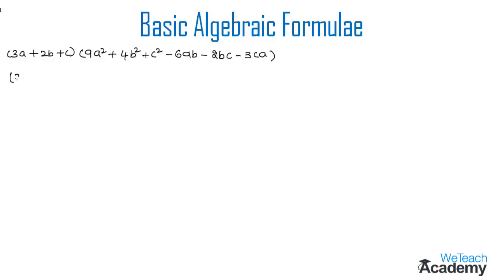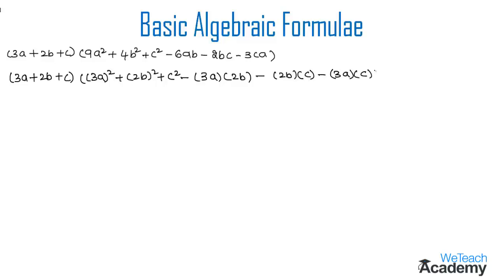So we get this as (3a plus 2b plus c) into, now let us write 9a square in the form of a square. We can write this as (3a) whole square. Now let us write 4b square in the form of b square. So we get here (2b) whole square plus c square minus 3a into 2b, which would come as 6ab, and minus 2b into c, minus 3a into c. Now let us compare this expression with the formula.